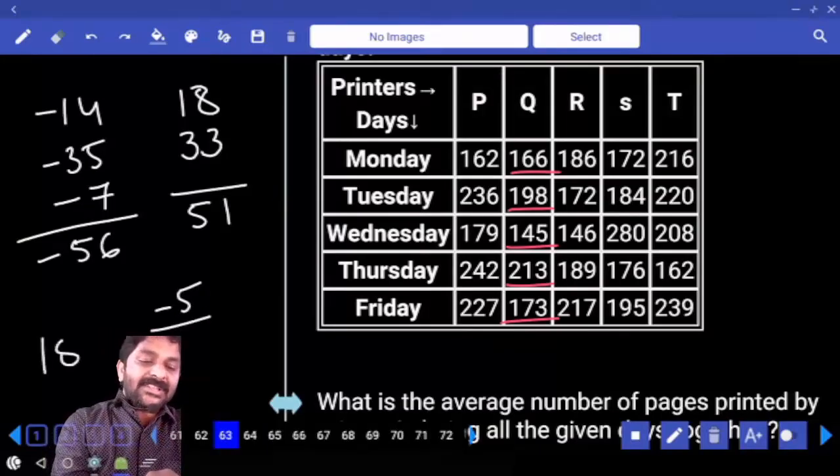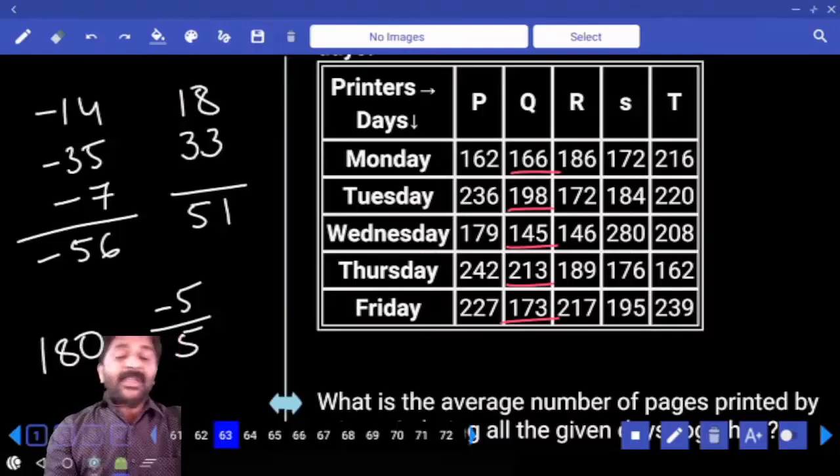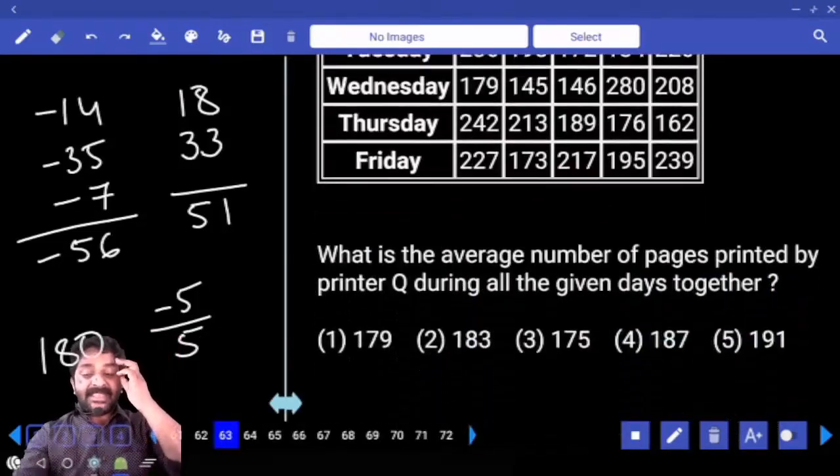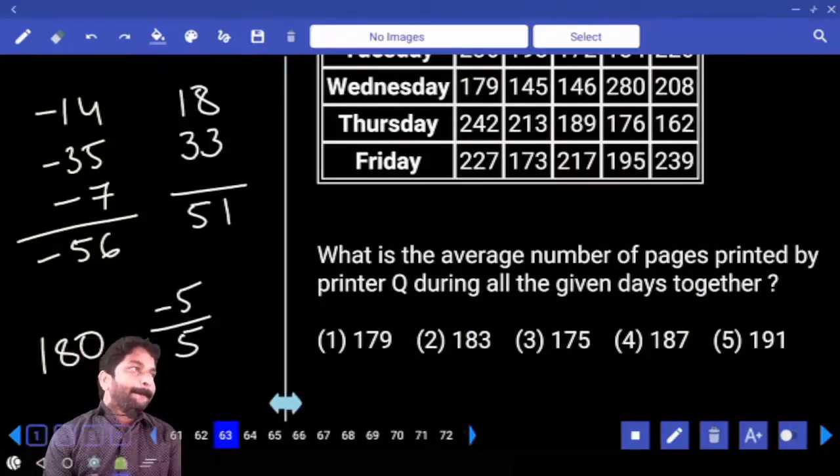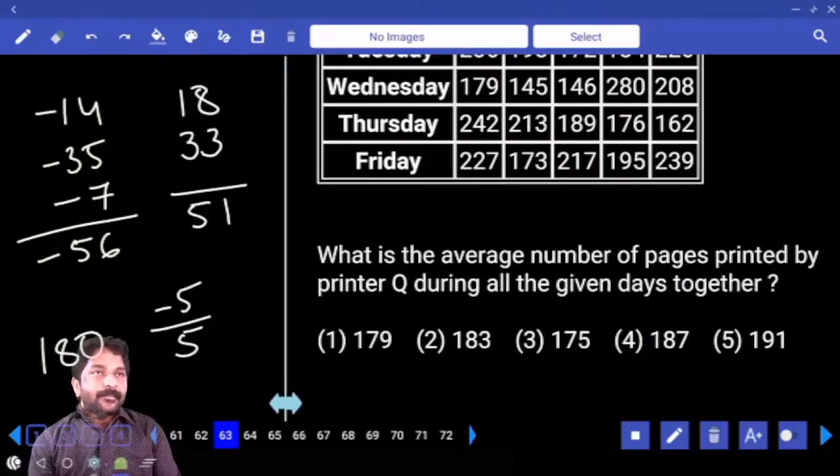So this must be adjusted among 5 days. Already each number is treated as 180, still you have 5 less. This 5 is adjusted among 5 days. So 180 minus 1, answer 179. First option. Otherwise you have to add all the values and divide by 5. I don't recommend that.